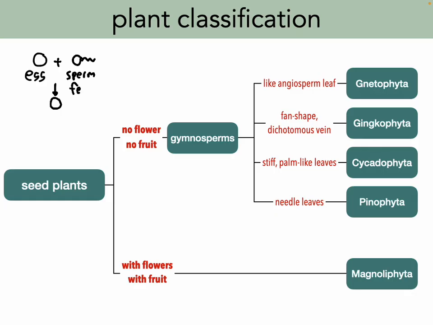What is the process of fusion between egg and sperm? Fertilization. This gives you zygote, right? And then the zygote would grow up into multicellular stuff that we call embryo. So embryo can now be enclosed in a better structure to protect the embryo. This structure to protect the embryo is called seed. Right, so now we have the seed to protect the embryo.